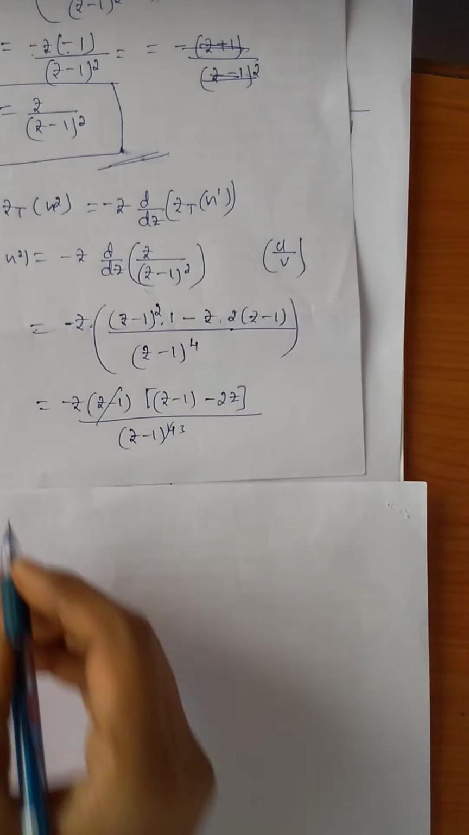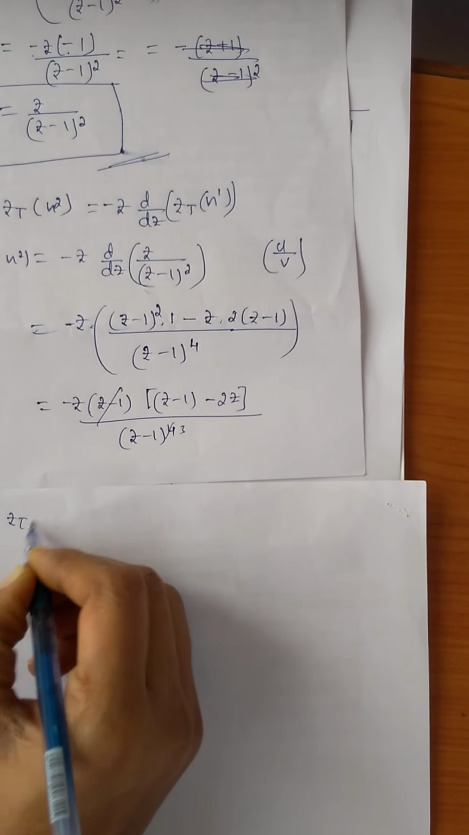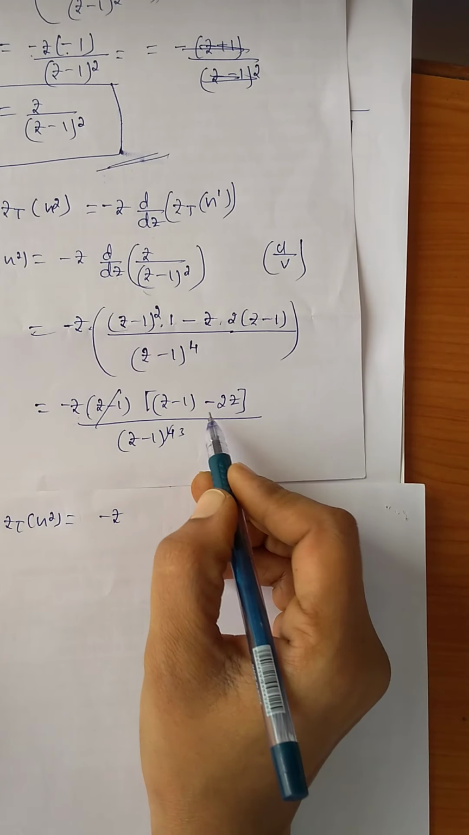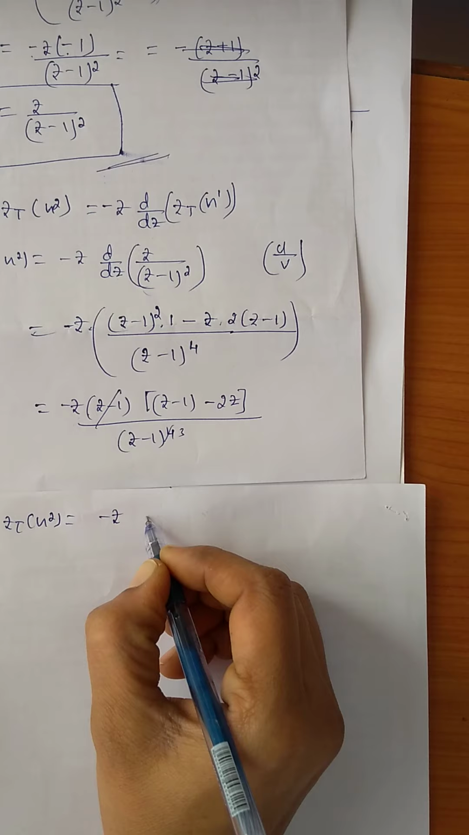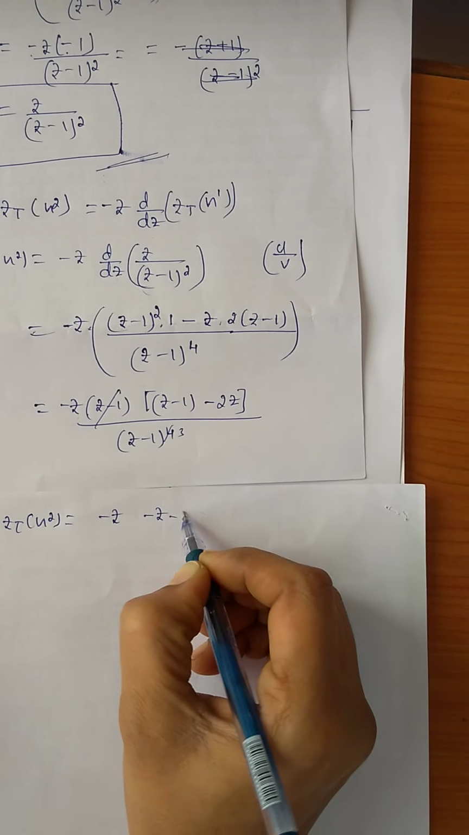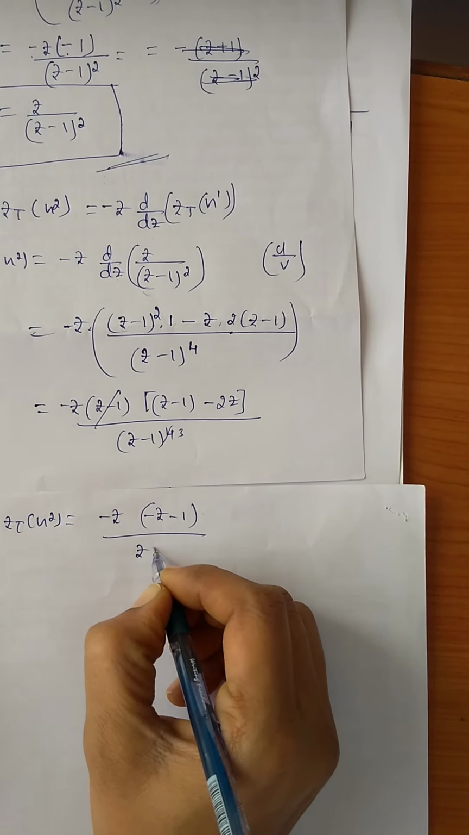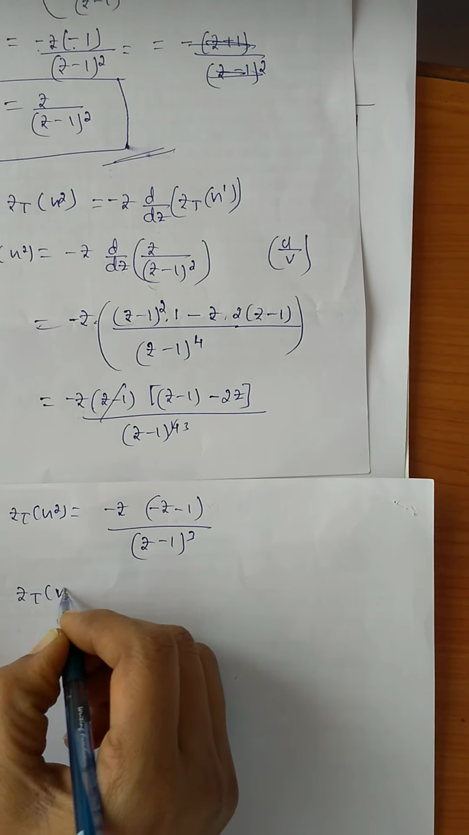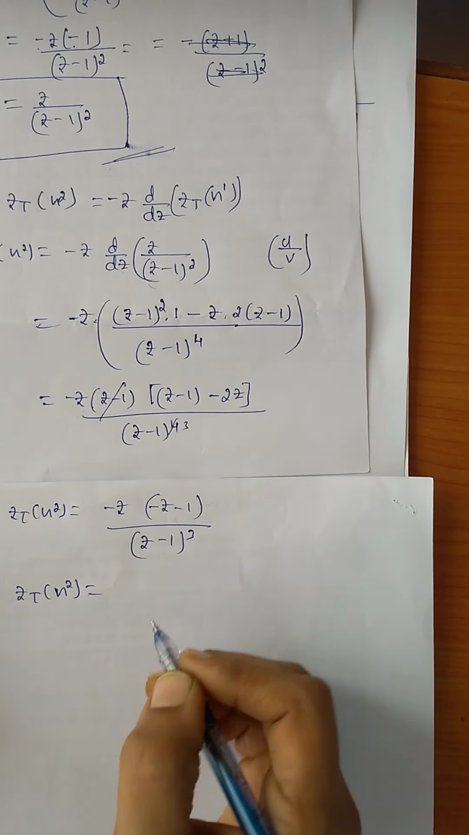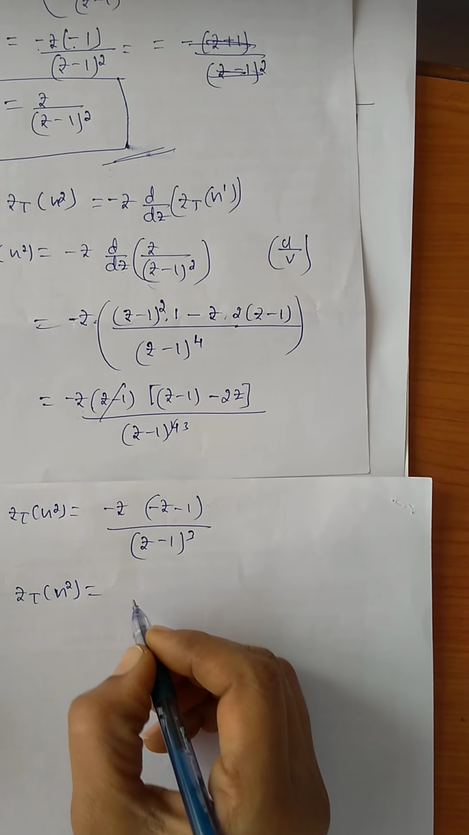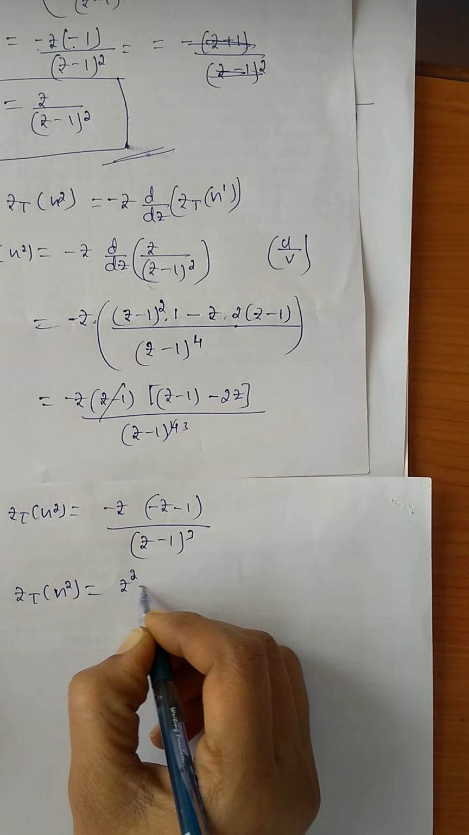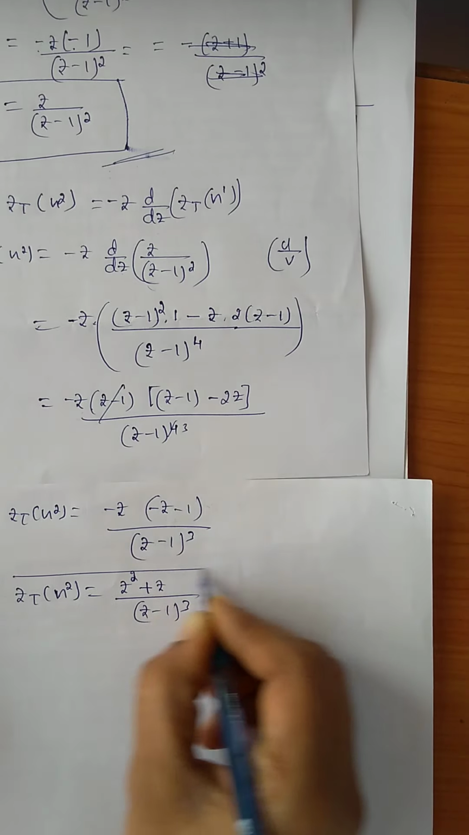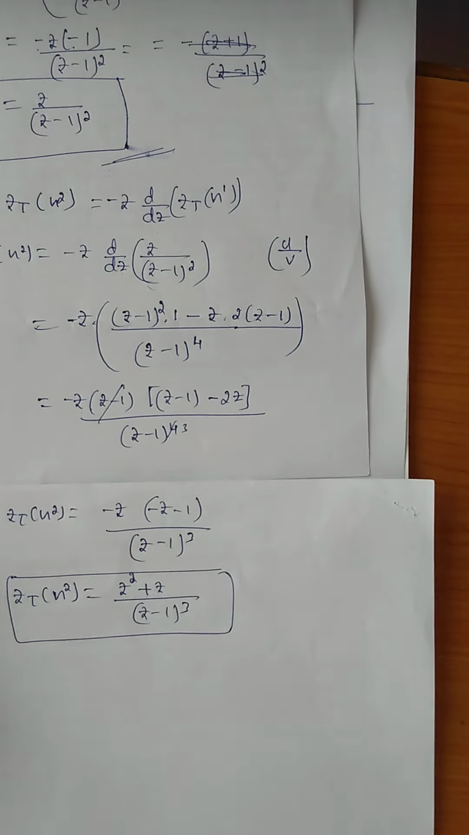So what happened in the simplification? This implies the z transform of n square is equal to minus z outside and z minus 2z. Z minus 2z simplification is minus z minus 1, and the denominator is (z minus 1) whole cube. The final answer: the z transform of n square, if you take the minus inside, minus z inside, we will get plus z square plus z, by (z minus 1) whole cube. This is the z transform of n square answer.